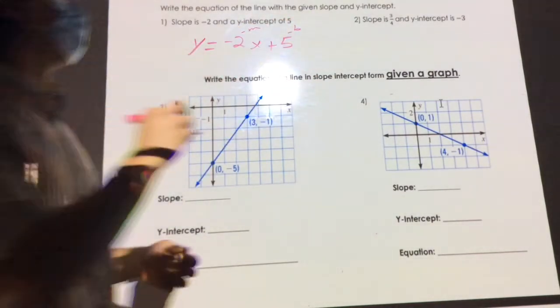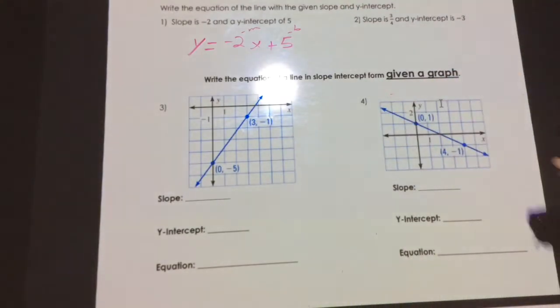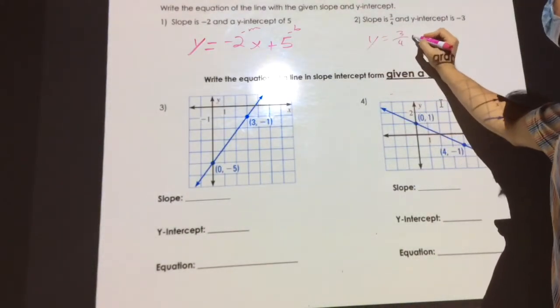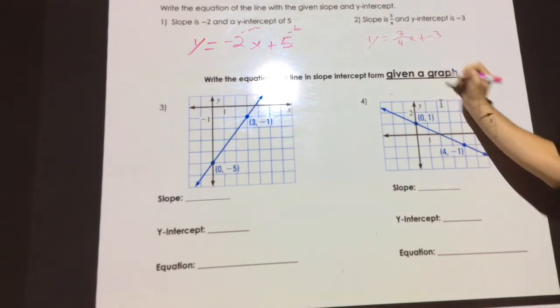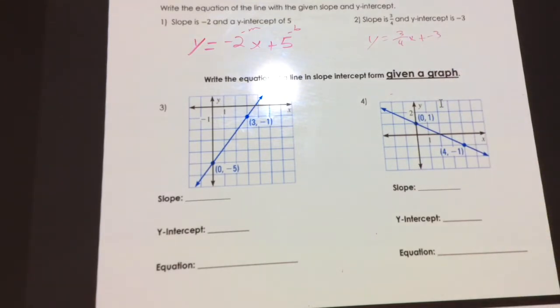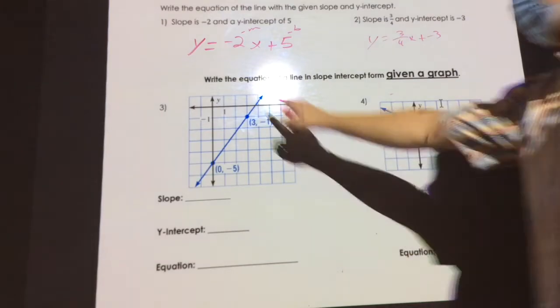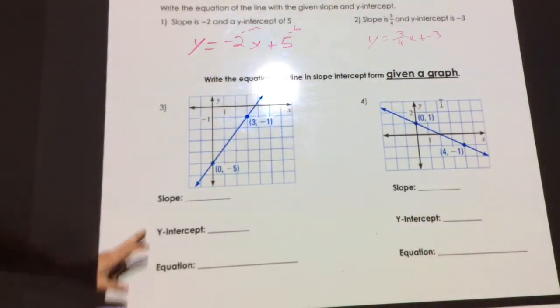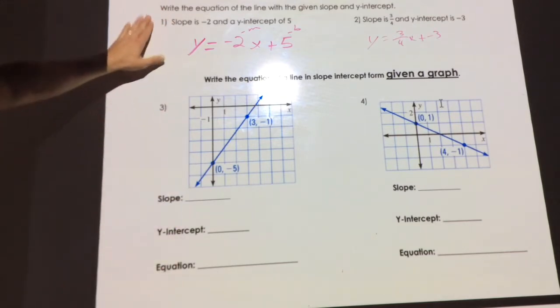Go for it. Y equals 3/4 x plus -3. Do we agree? Yes. Could you have also just written -3? Yeah. Same thing. Okay, now it says what is the equation of the line in slope-intercept form? So it's asking for the slope, the y-intercept, and the equation. So what we just did up here, we just have to figure it out on our own now.